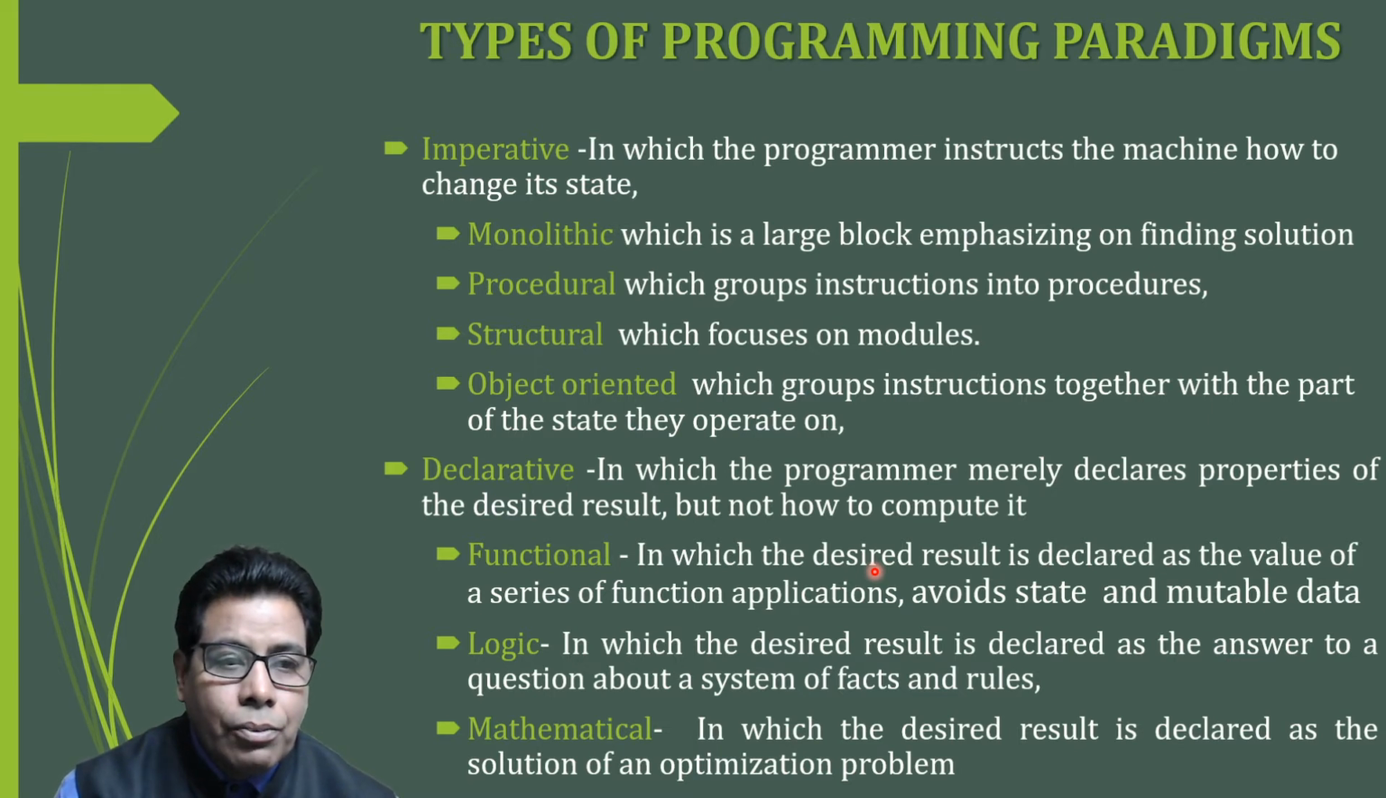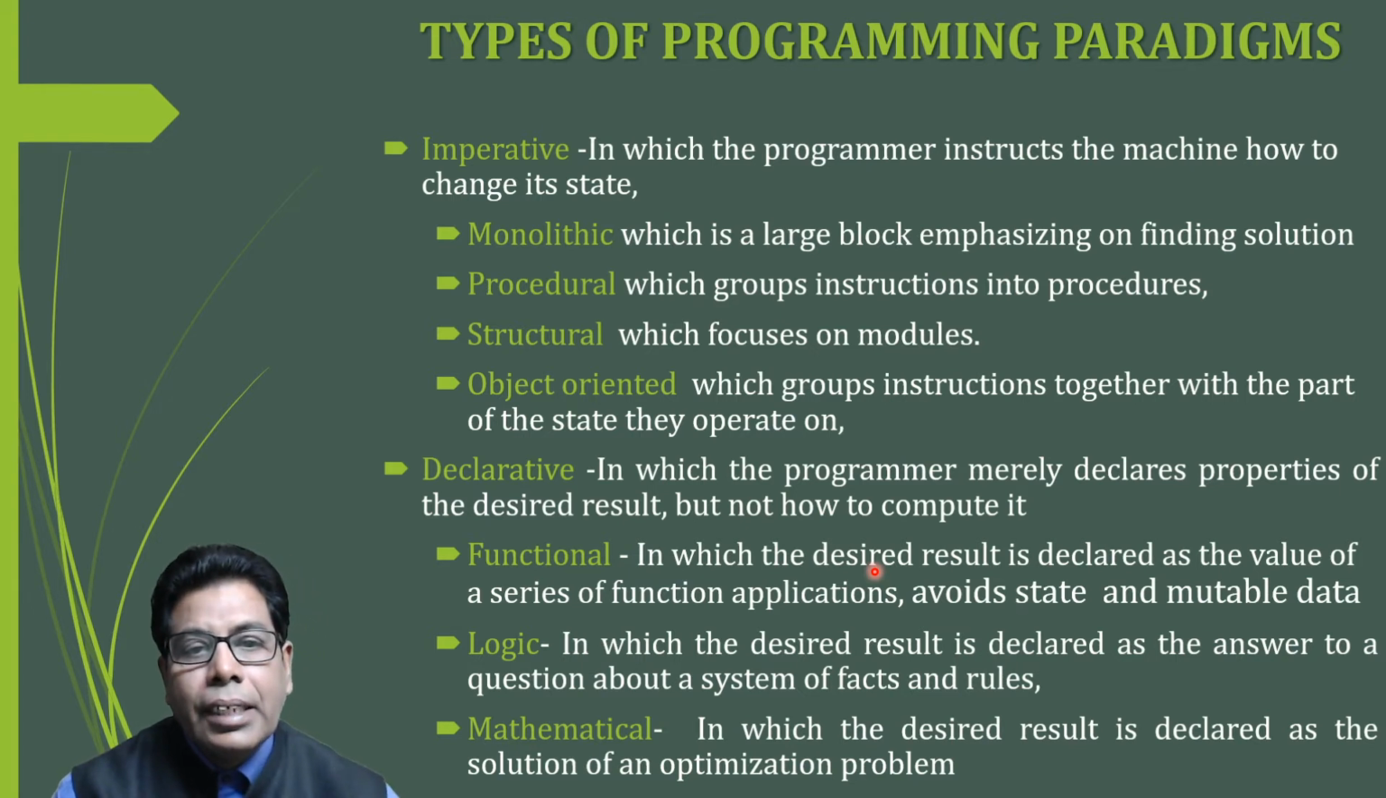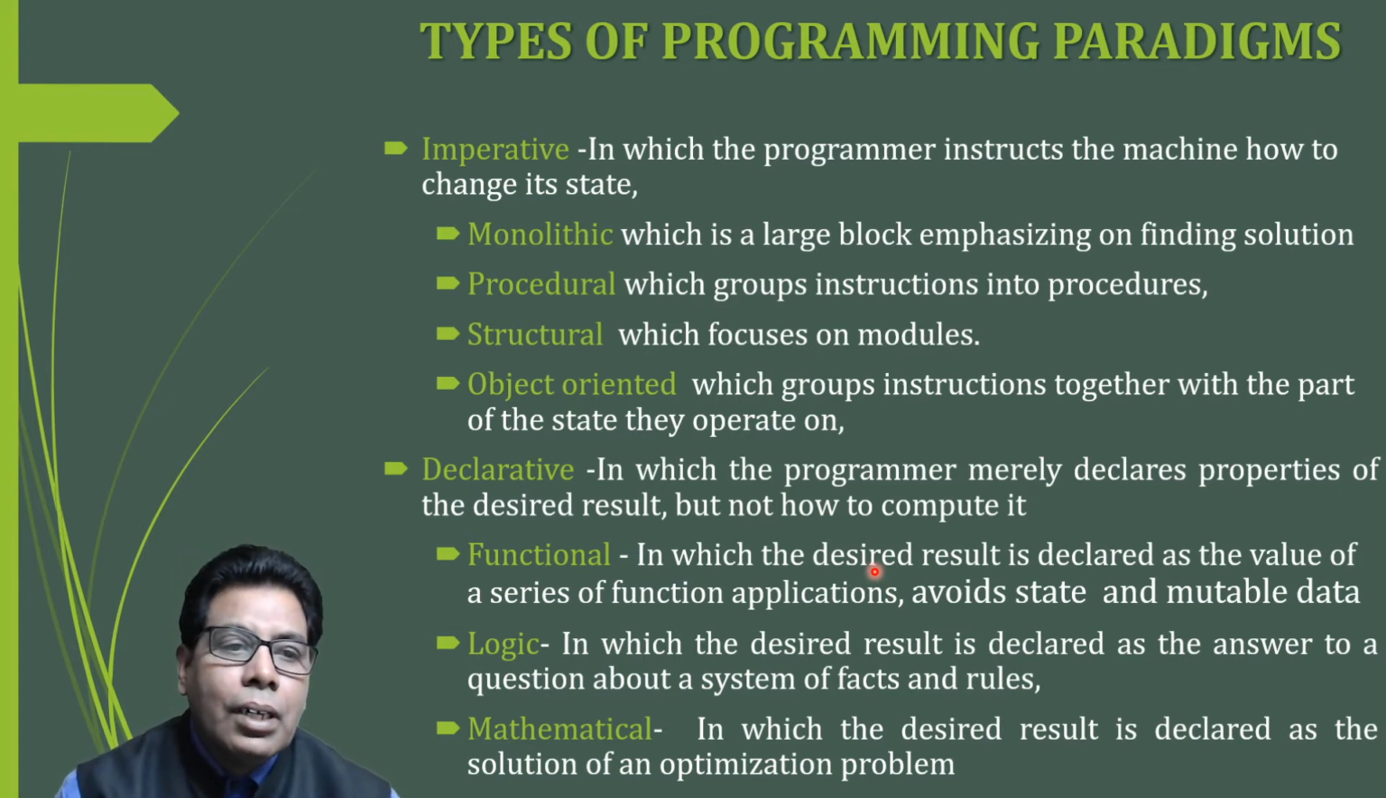So here we have the first type, which is functional, in which the desired result is declared as a value of a series of function applications. Particularly mathematical functions are used here, and it will avoid the state and the data is immutable. That means data will not be changed. In imperative, always the variable or the state is changed. Here it will avoid the state.